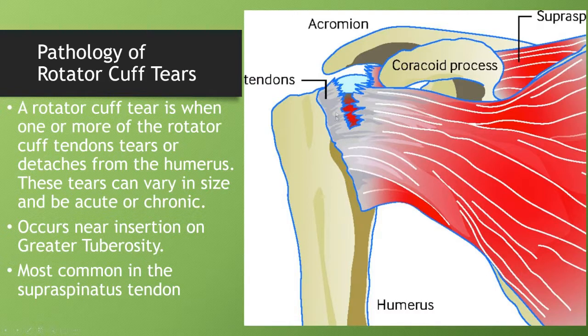And so in this picture you can see a partial tear of the rotator cuff as the supraspinatus tendon has torn right through here, and this is a partial tear. A full tear would be when it rips all the way through the tendons, and it's a complete tear, obviously, right through here.